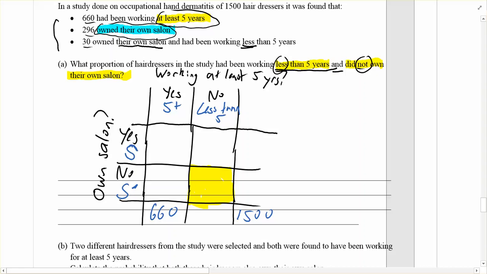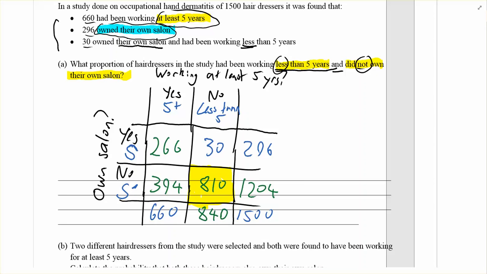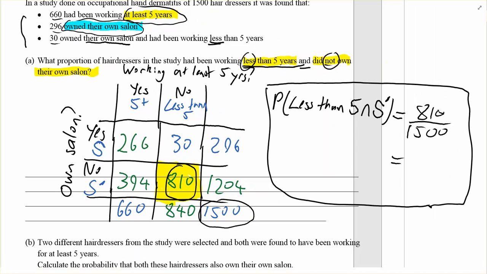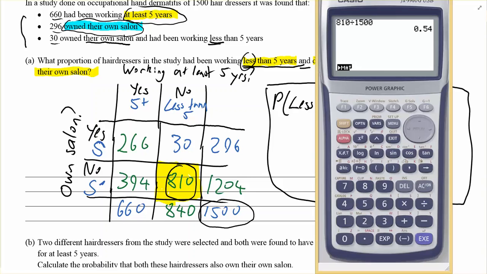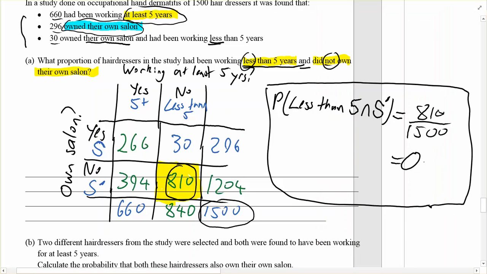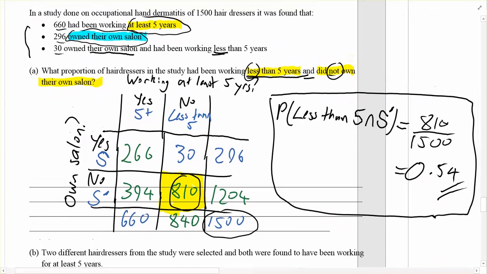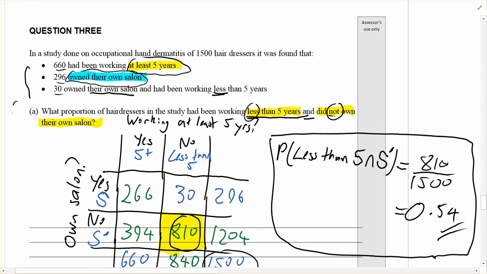Okay, so I'm hoping you've had a go now. And here's what I got. 296 owned their own salon. Okay, so to answer the question, probability less than 5 and not owning their own salon equals 810 out of 1,500, or 54%, 0.54. Okay, cool. So just over half, and you always make sense of it at the end. And yeah, 810 is just over half of 1,500, and check that you've actually answered the question.